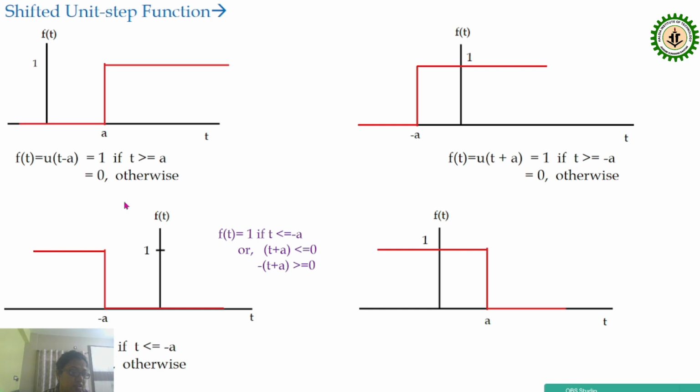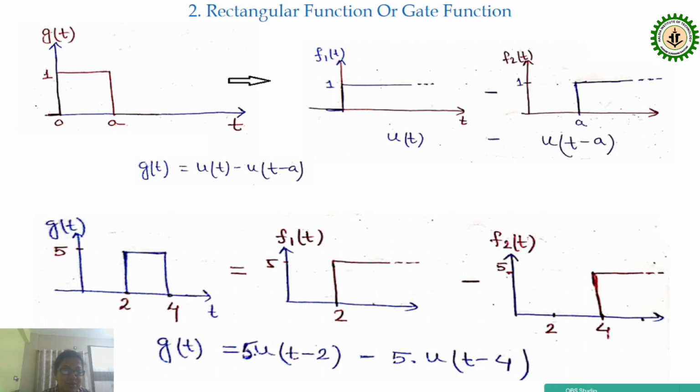After taking the minus sign common here, you will get u of minus t plus a, so that minus represents the inversion or reversing, and then t plus a represents shifting the signal to the left side. Now this is one homework, you can try it out. The answer is already given.